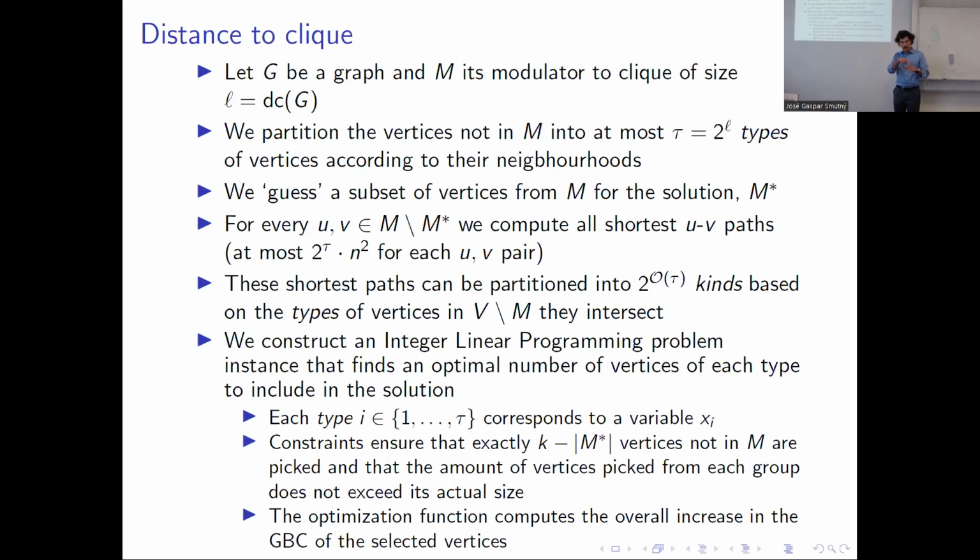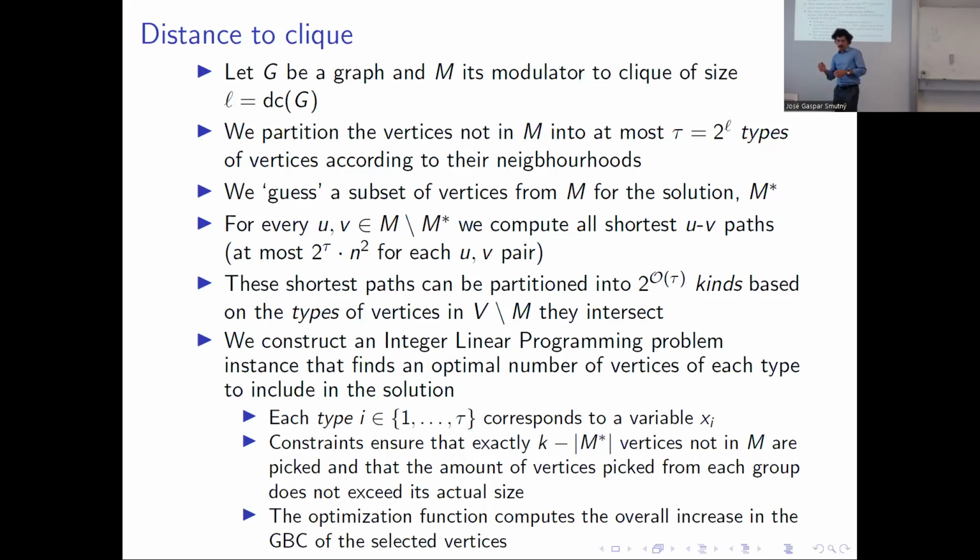Now, for every pair of vertices which are not in the selection but are in the modulator to clique, we compute all shortest UV paths between them. And this can be done because it's not a large number. It's limited by this. This is a lemma. I am not going into it, but you can trust me that this is true. Basically, the idea is that every shortest path contains a small amount of vertices from the vertices not in the modulator in graphs with the clique, because it's a clique, so we can always shorten the path.